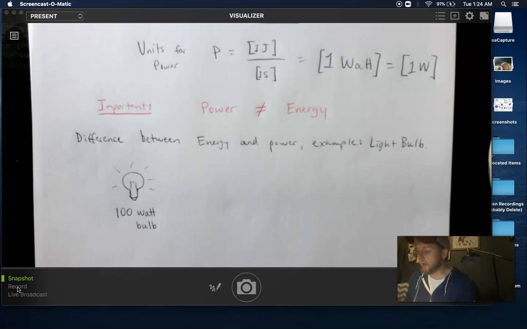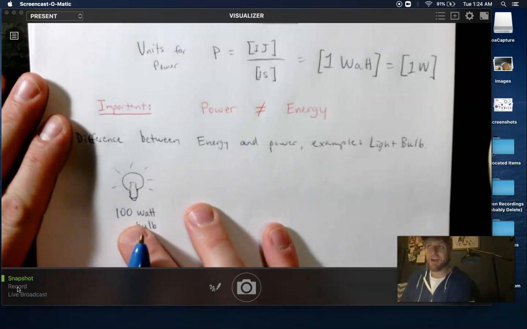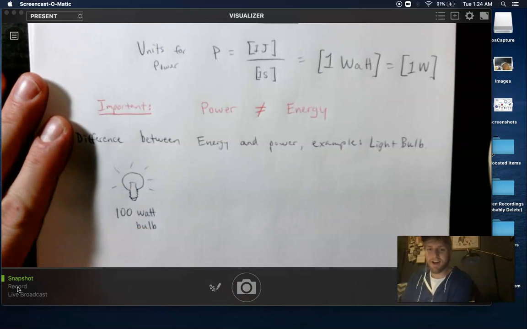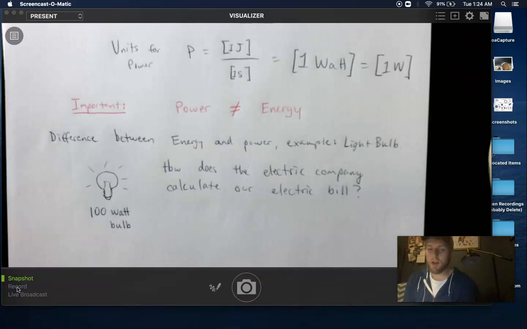But anyway, the question we want to ask is, how does the electric company calculate our electric bill? You might be able to imagine a handful of ways they could do it. One way that would be really easy and wouldn't take a lot of effort on their end is to count how many electrical outlets people have and charge them 10 cents, you figure it out. They could do it by how many appliances you have, but what they actually do is they measure how much electricity you're pulling off of the grid.